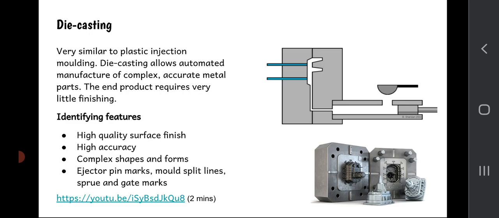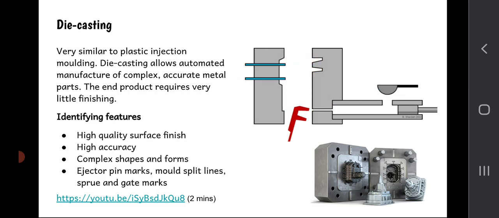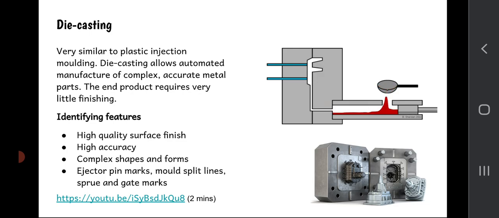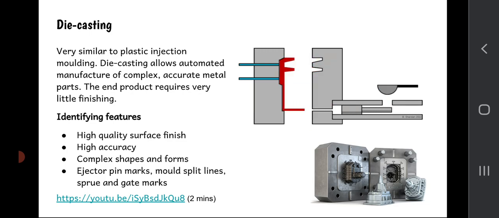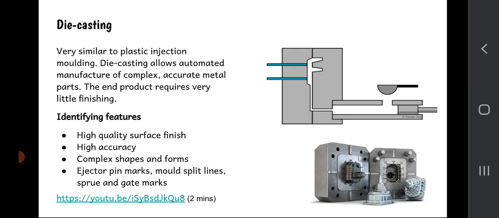Now, if I handed you a piece of metal and asked if it had been die cast or not, you'd be able to tell, because it would have this super shiny, excellent surface finish to it. It would be incredibly accurate, and it would have complex shapes and complex forms, and by that I mean it would look as though it had been sculpted. Lots of curves, lots of roundness, rather than looking like it had been put together out of rectangles of metal.